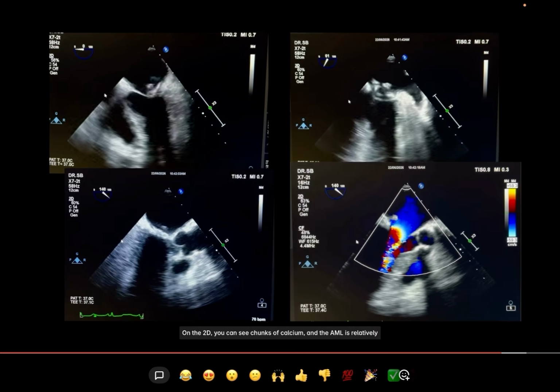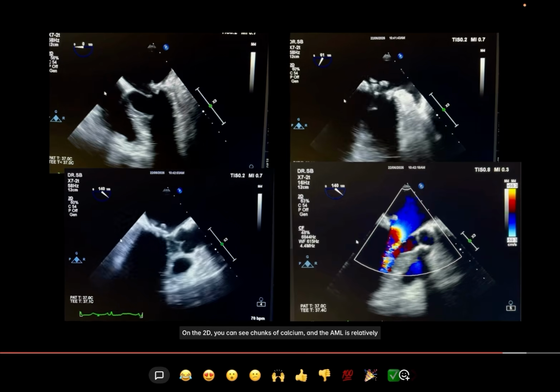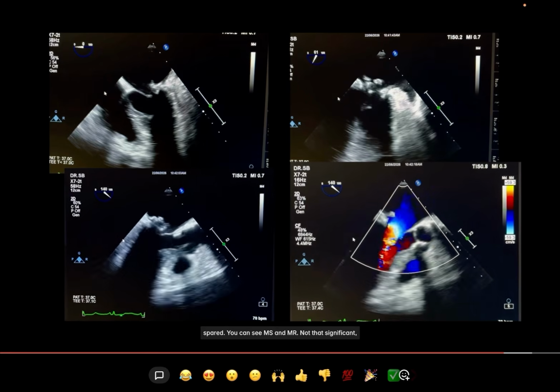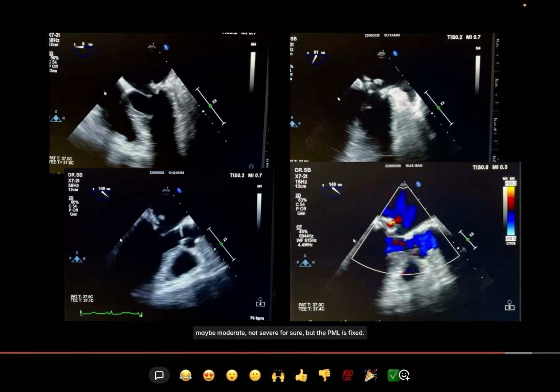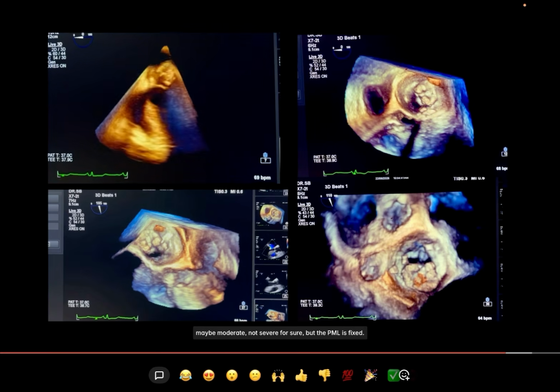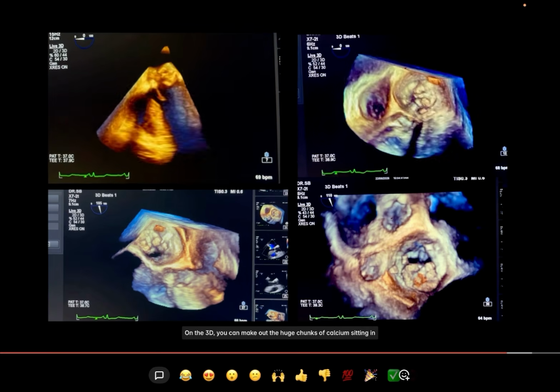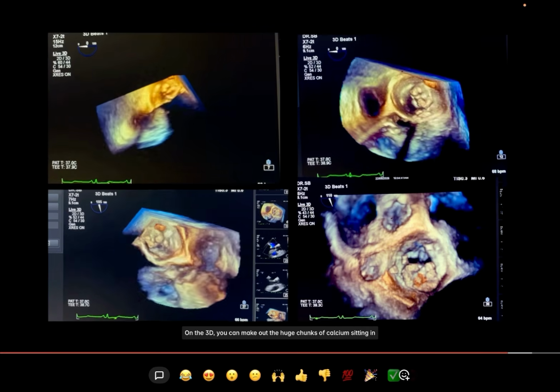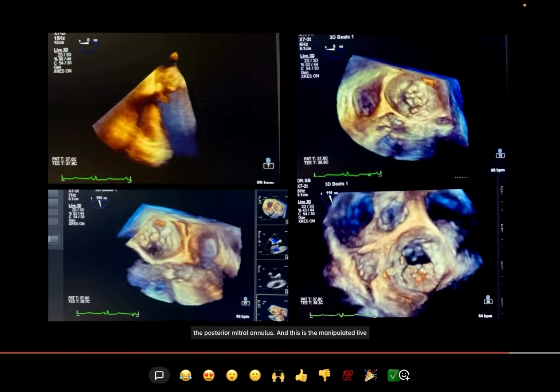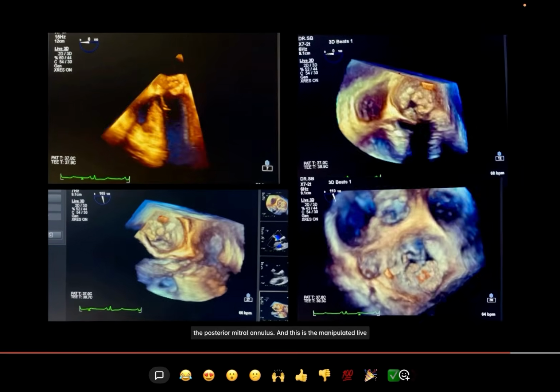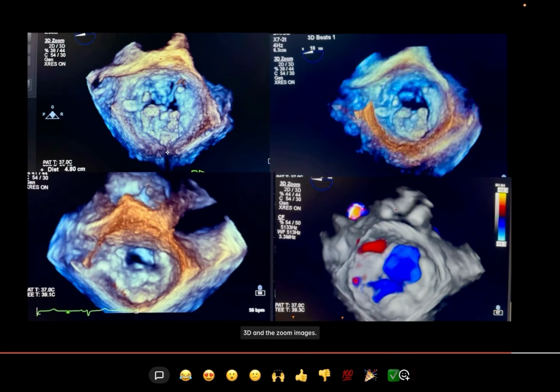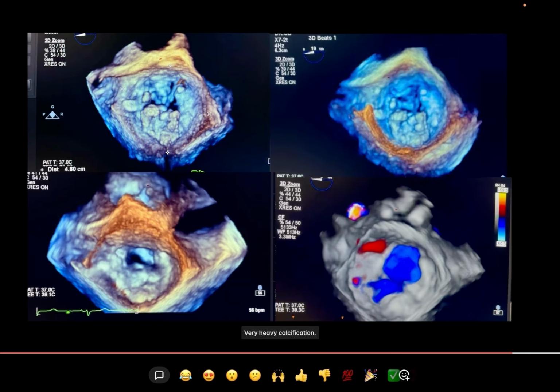On the 2D, you can see chunks of calcium, and the AML is relatively spared. You can see MS and MR, not that significant. It's probably moderate, not severe for sure. But the PML is fixed. On the 3D, you can make out the huge chunks of calcium sitting in the posterior mitral annulus. And this is the manipulated live 3D and the zoom images, very heavy calcification.